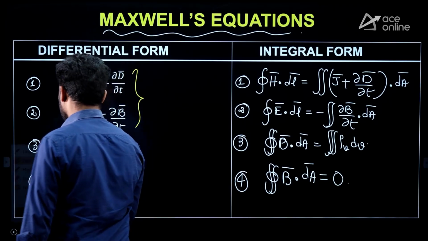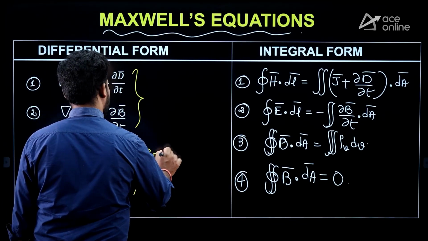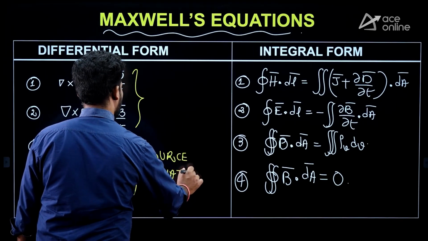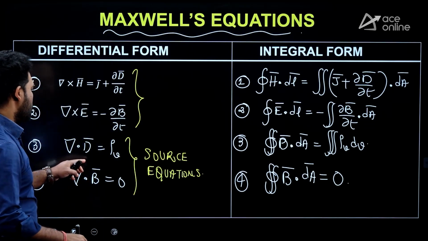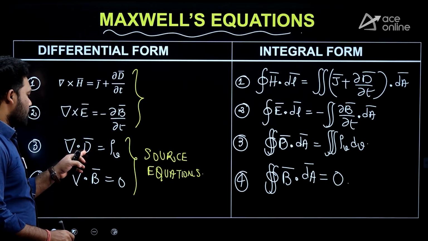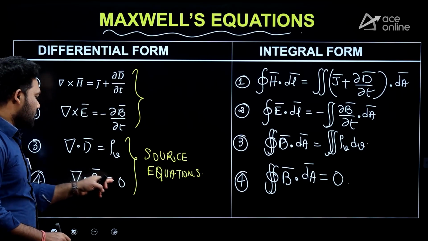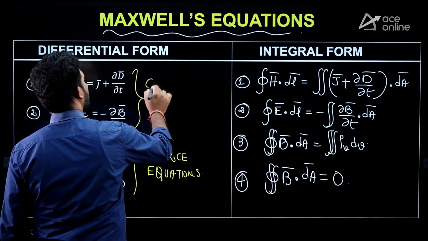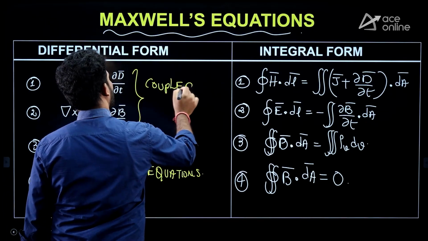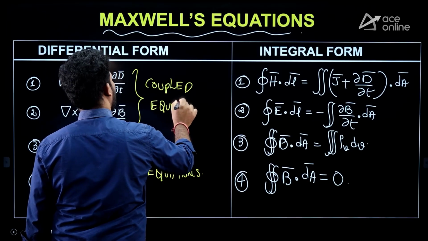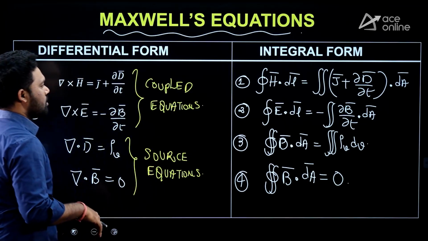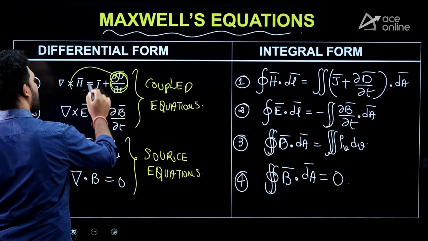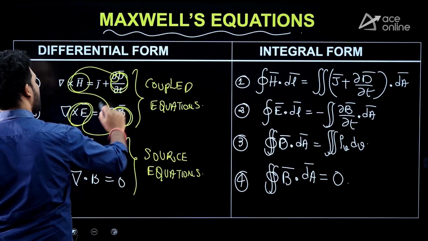So, what are these third and fourth equations called? These are called source equations. To put it in a simple way, it is saying that the source for the electric field is charge, the source for the magnetic field is also charge, but dipole charge, net charge in the system is 0. The first two are called coupled equations. These equations explain the relation between electric and magnetic field: a change in electric field gives a magnetic field, which gives an electric field, and so on.